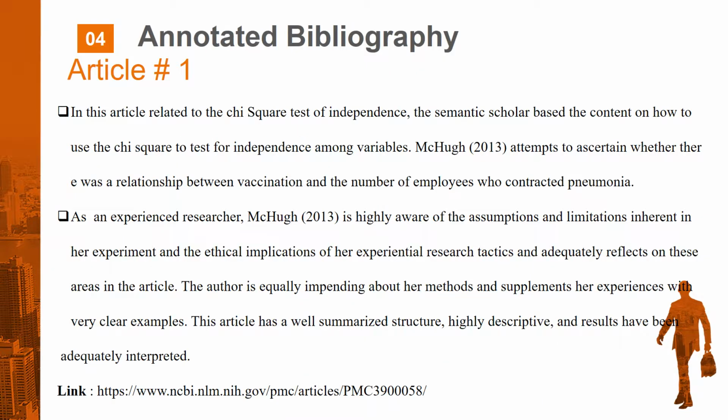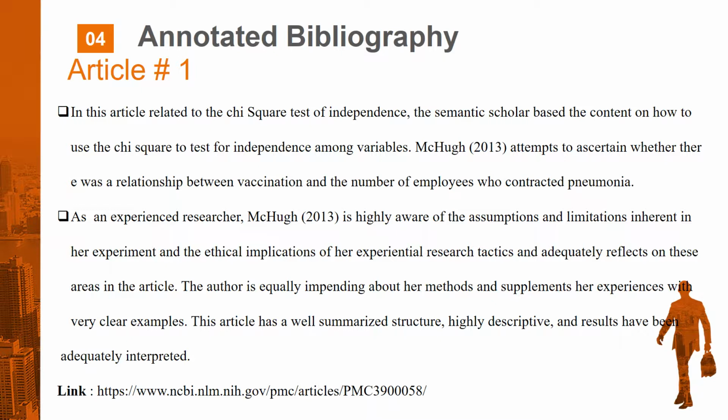Now we'll take a look at our annotated bibliography. The first article here. In this article, we saw how the chi-square test of independence was used to demonstrate how independent two variables can be. So we have a beautiful overview here from a great scholar and researcher.